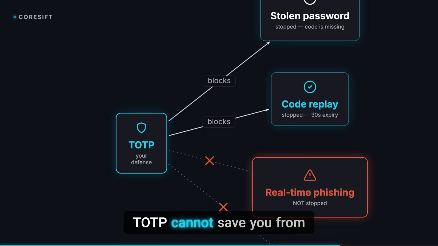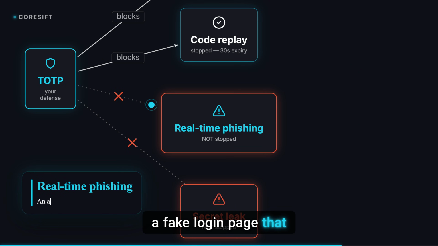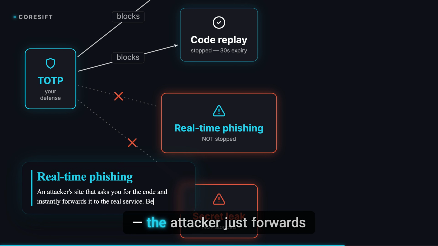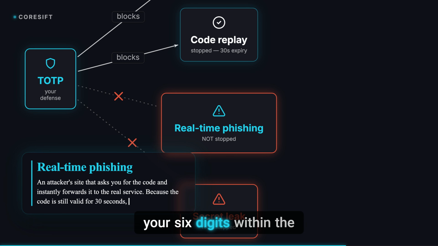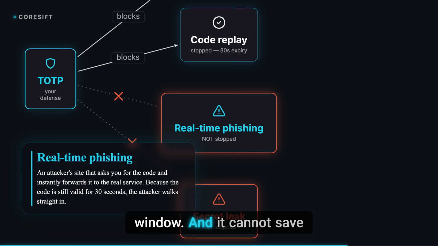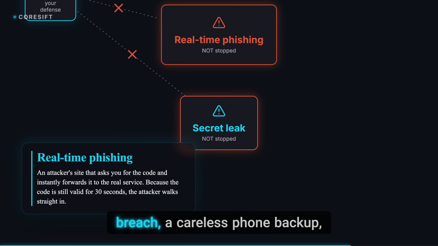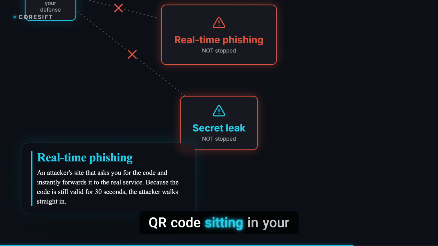But TOTP cannot save you from a fake login page that relays your code to the real Google in real time. The attacker just forwards your 6 digits within the window. And it cannot save you if the secret itself leaks, from a server breach, a careless phone backup, or a screenshot of the QR code sitting in your photo roll.